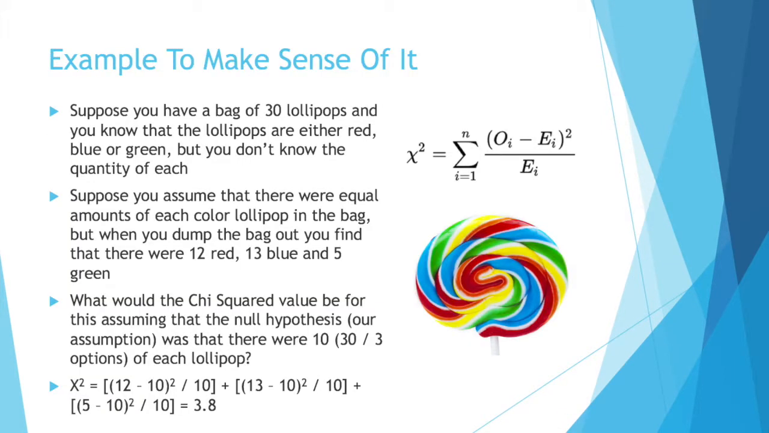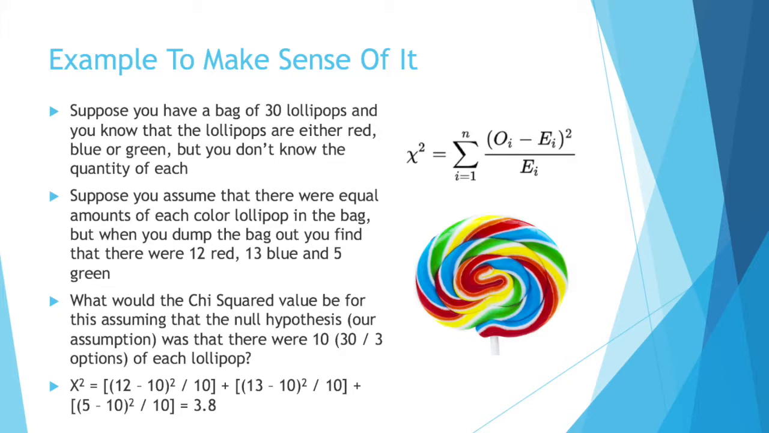We'll touch back on that table later, but right now let's do a quick and easy example to make sense of a chi-squared value. Suppose that you have a bag of 30 lollipops, and you know that the lollipops are either red, blue, or green, but you don't know the quantity of each in the bag. But let's suppose you assume that there are an equal amount of each color lollipop in the bag. This will be our null hypothesis. And this is a typical assumption when doing chi-squared analysis. You assume things are equally split.